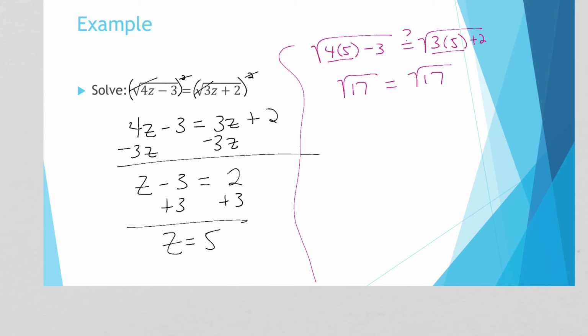Although I can't easily do the square root of 17 in my head, I really don't need to because the left side is identical to the right side at this point. And I know that this is a good answer because the left side is identical to the right side.